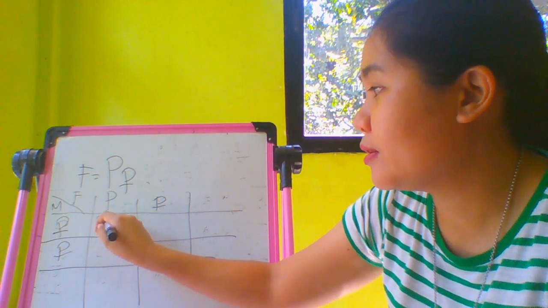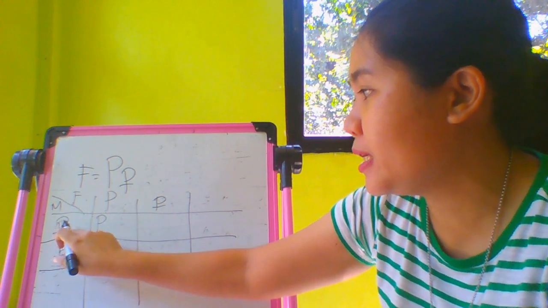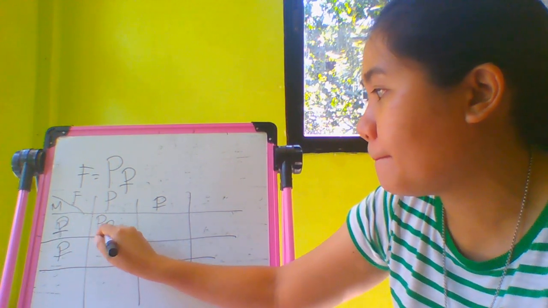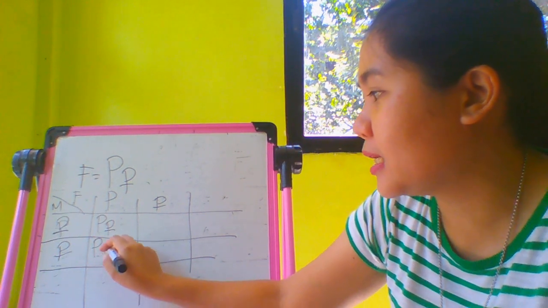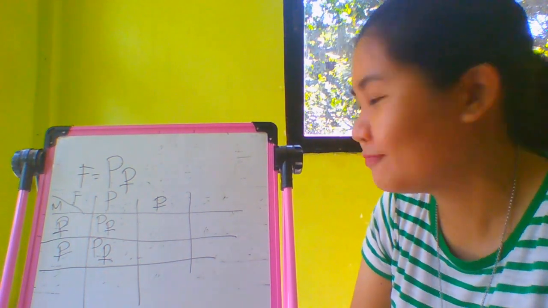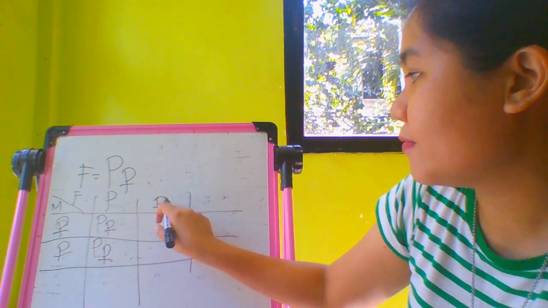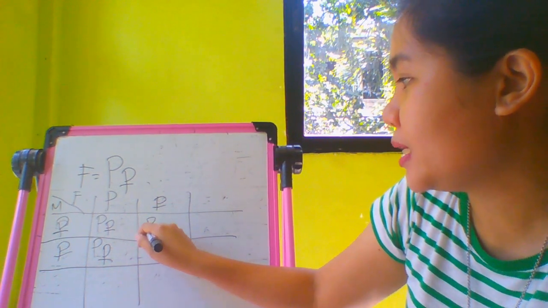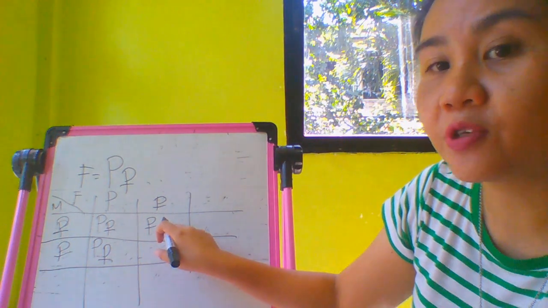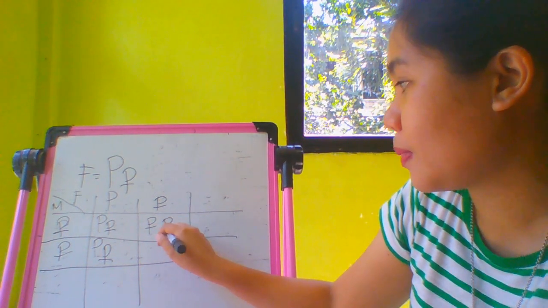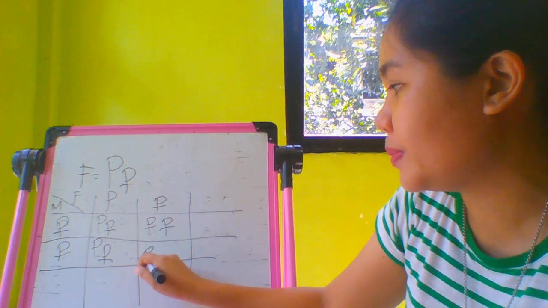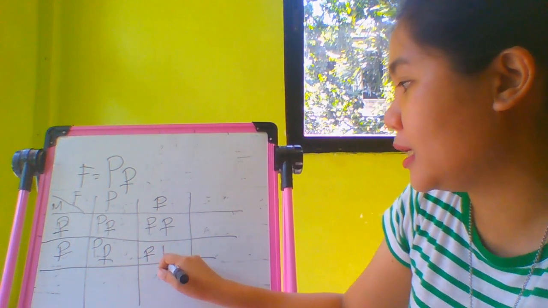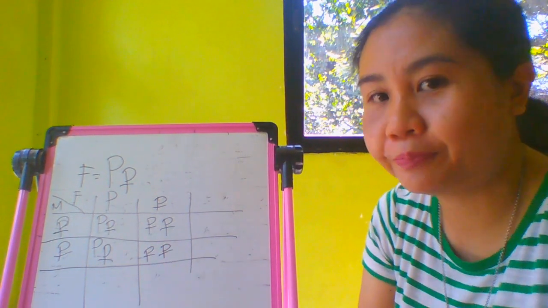So we have here capital letter P, small letter p, big letter P, small letter p. And then we have small letter p, and also small letter p over here. And then we also have a small letter p and small letter p over here.